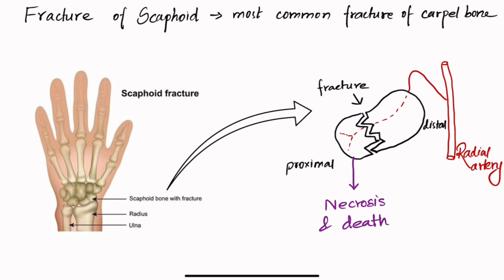Let's look at the fractured scaphoid bone zoomed in. Here's the scaphoid carpal. Here's the radial artery that supplies blood to your hand. From the radial artery arises a branch that supplies blood to your scaphoid bone. Let's say the scaphoid bone gets fractured at this region. After fracture, the branch supplying blood to the scaphoid bone also gets injured. As a result, this portion, the proximal portion of the scaphoid bone, does not receive any blood. It goes through necrosis and the proximal portion dies.